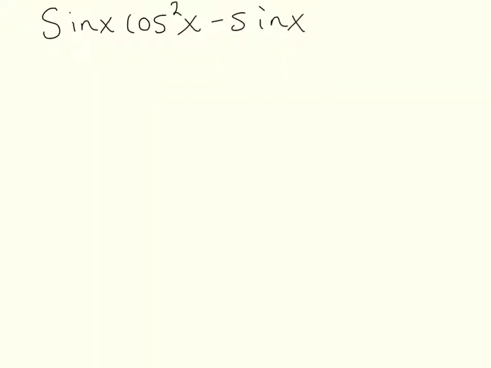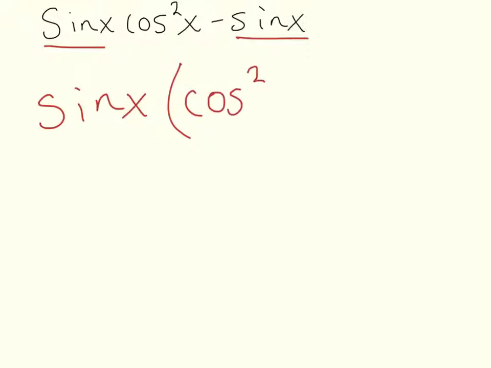Let's look at an example here. Let's say we want to simplify sine of x times cosine squared of x minus sine of x. Well, we want to treat this just like any other algebraic expression and see what we can do to simplify. So let's first look at factoring. We can factor out a sine x from both of these terms. So let's do that. We'll get the product of sine x times cosine squared x minus 1.